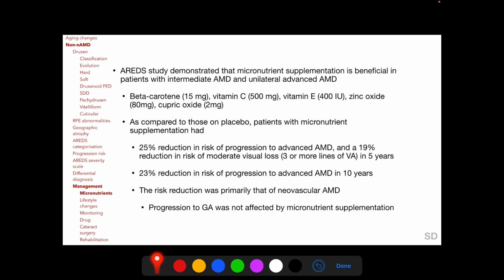Cupric oxide is included to prevent zinc-induced copper deficiency anemia, and patients on micronutrient supplementation as compared to patients on placebo had a 25% reduction in risk of progression to advanced AMD in 5 years and a 23% reduction in risk of progression to advanced AMD in 10 years. And the risk reduction was primarily that of neovascular AMD. Progression to GA was not affected by micronutrient supplementation.